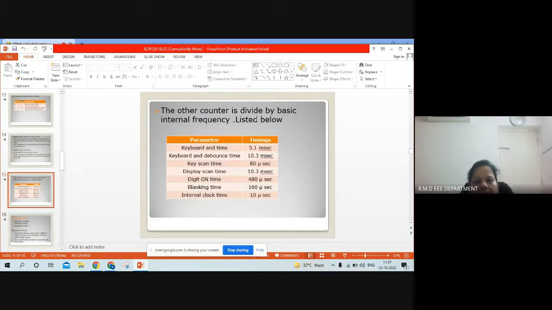For example, if the parameter involved is keyboard scan time, it requires 5.1 milliseconds, and if it is related to the key scan time, it requires 80 microseconds, and for blanking time display, it requires 160 microseconds. For obtaining the different values of timings, we need to go for the counters, which will divide the basic internal frequency as per the requirements.